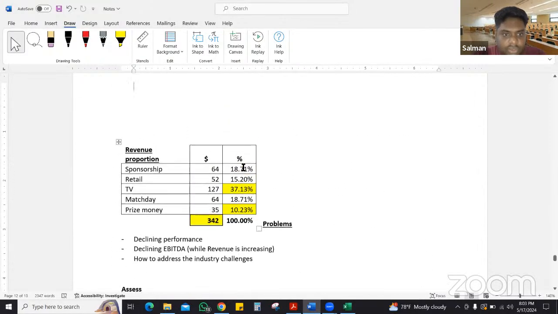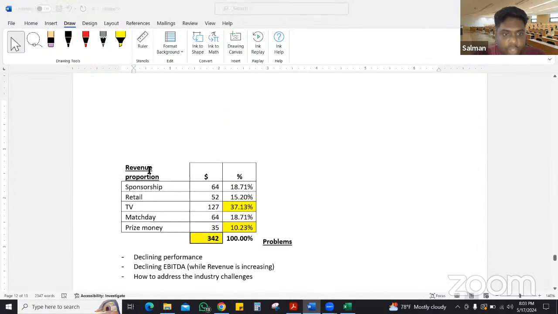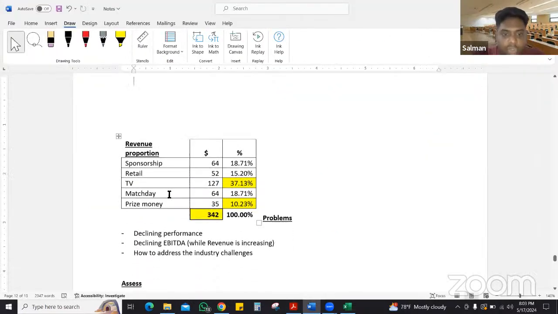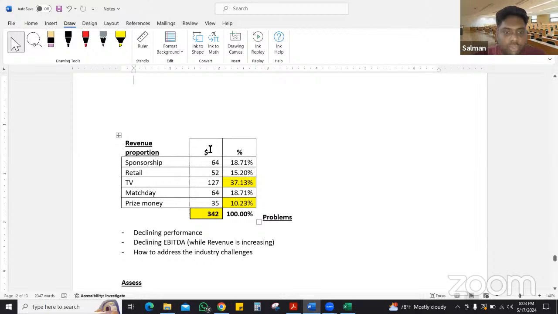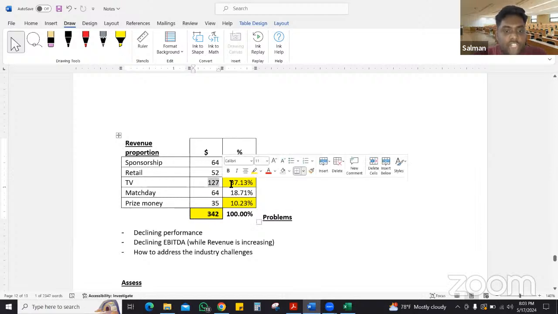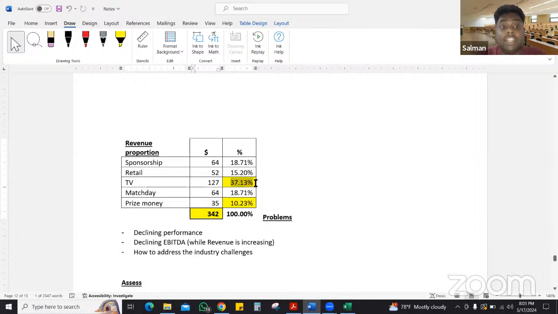So see, when it comes to revenue proportion, here we can see revenue proportion: sponsorship, retail, television, match day, prize money. What I did was find the proportion. If you look at total revenue in the last season, it was 342. Out of that, the highest was TV, 127, which accounts for 37%. So one third of our revenue comes from TV income, TV broadcasting. Keep in mind, we do not own a channel. Only the top four clubs own channels.